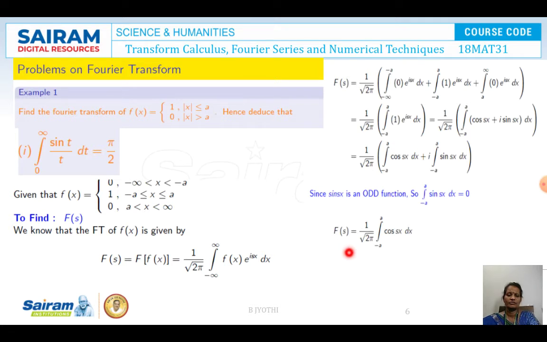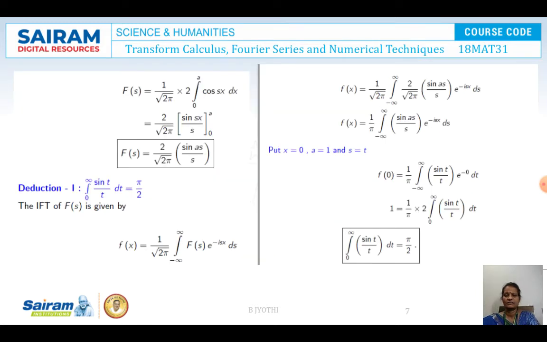So F(s) will be 1 upon root 2 pi integral from minus a to plus a cos sx dx. So F(s) is given by 1 upon root 2 pi times 2 times the integral 0 to a of cos sx dx, which on integration gives sin sx by s, evaluated from 0 to a, so sin as divided by s. So the deduction is that integral 0 to infinity sin t by t dt = pi by 2.